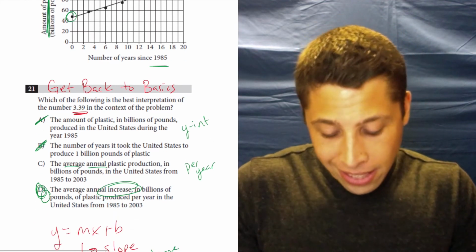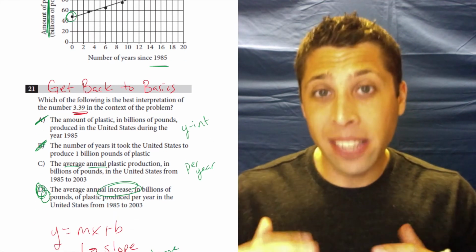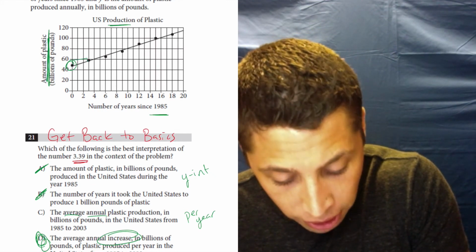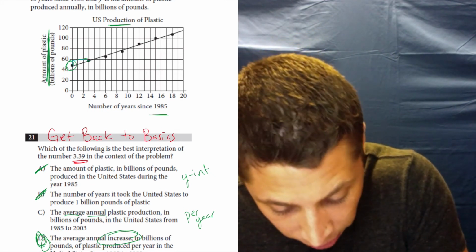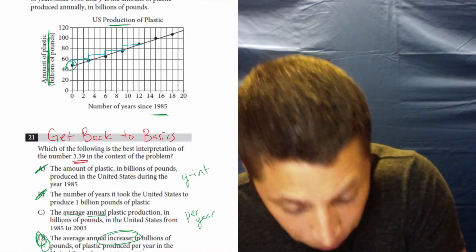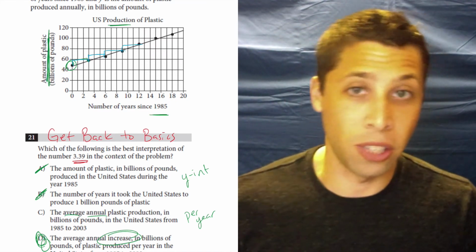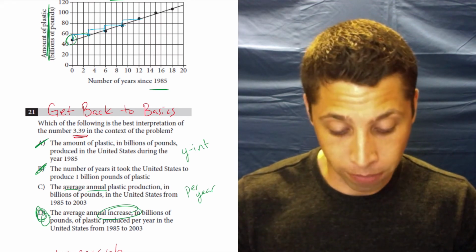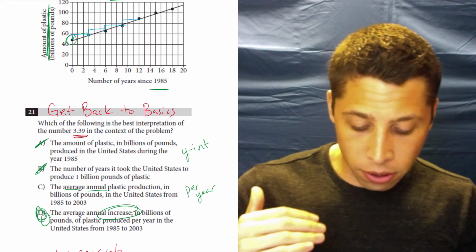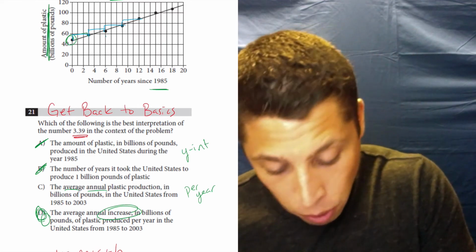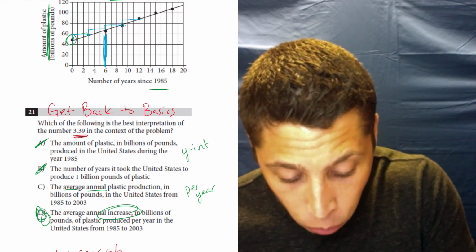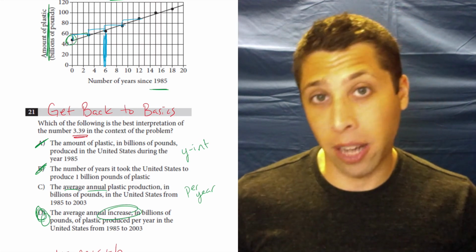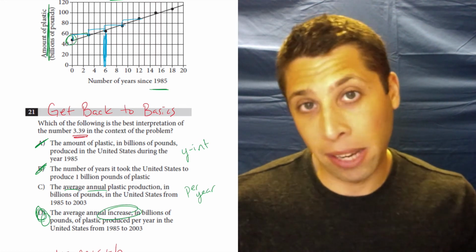So the difference between C and D is that D is talking about the distance between the points. So it's talking about the rate of change. Sometimes we show that on a graph by going up and over, up and over, up and over, right? So that's kind of what we're seeing here in choice D, is that increase per year. However, C is more just talking about what is the value, the y coordinate of each of these points. Well, it's much, much greater than 3.39 billion, so this doesn't really make sense.